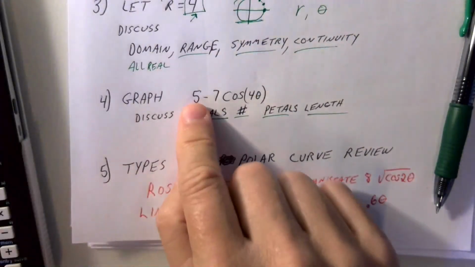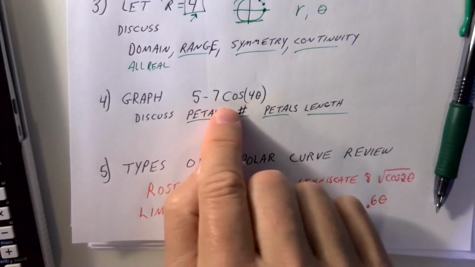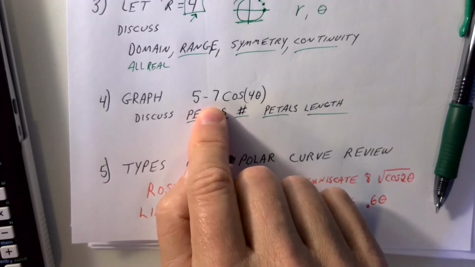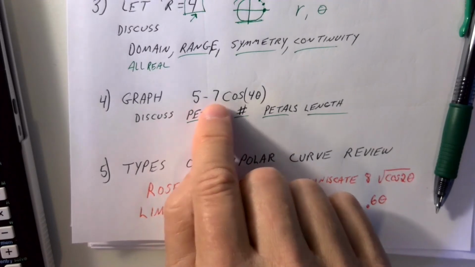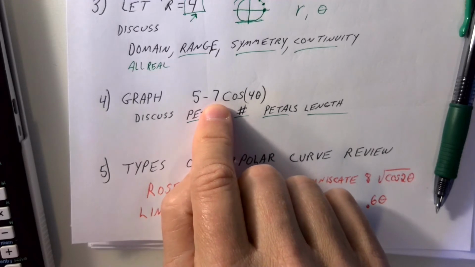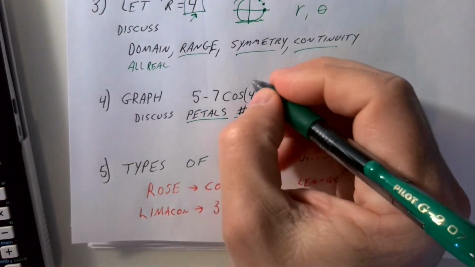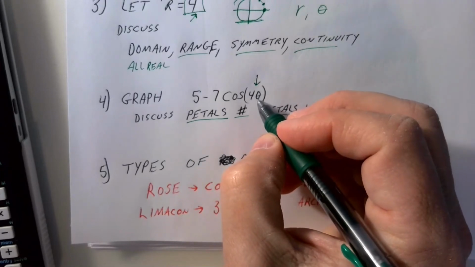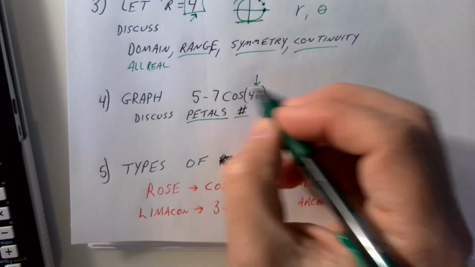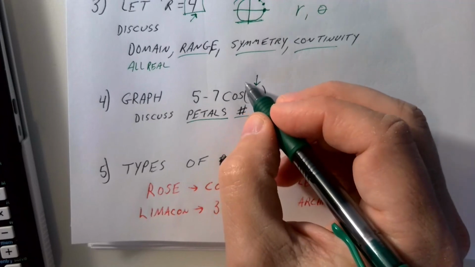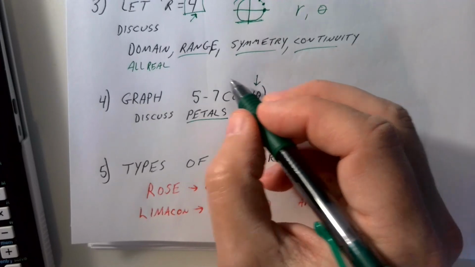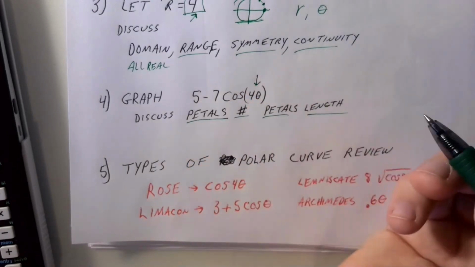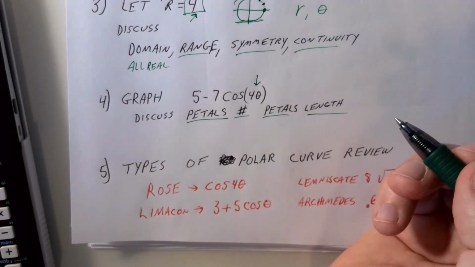How does that come into play? Little petals, 2. Well, that's the difference between these two numbers: 5 and 7 is 2. And big petals were 12: 5 and 7 is 12. And that makes sense. So when the cosine of 4 theta ends up being -1, then -1 times -7 would be +7, and 5 plus 7 would be 12.